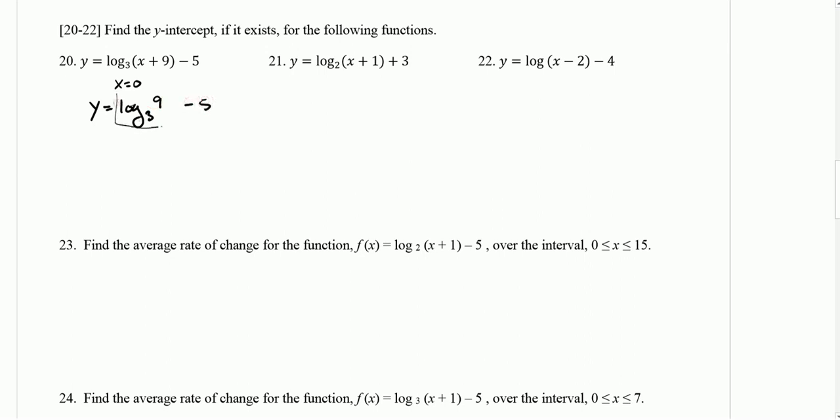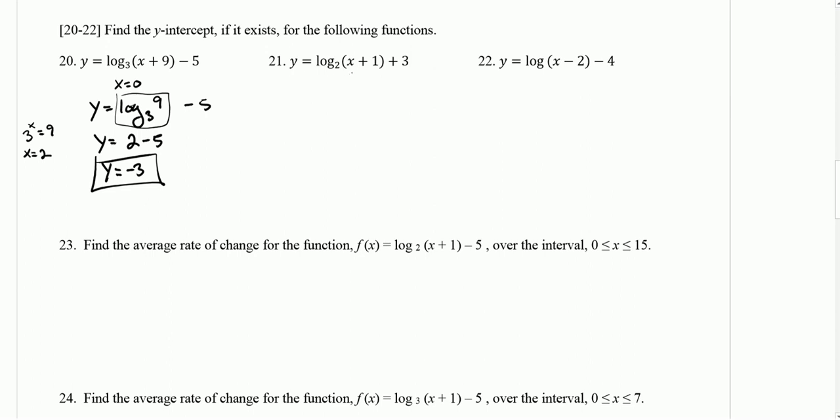And now we need to evaluate log base 3 of 9. Log base 3 of 9 is asking the question 3 to what power equals 9. And we know that would be an exponent of 2. So back to our problem here, we get y is 2 minus 5, which is negative 3. And that is our y-intercept.